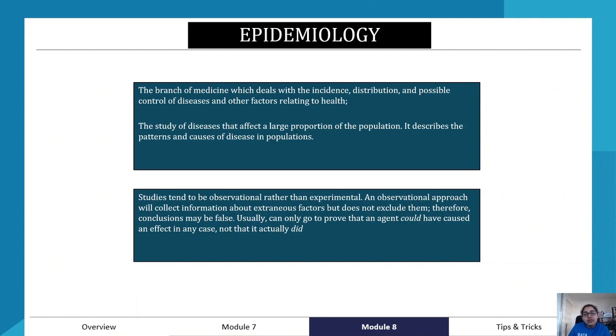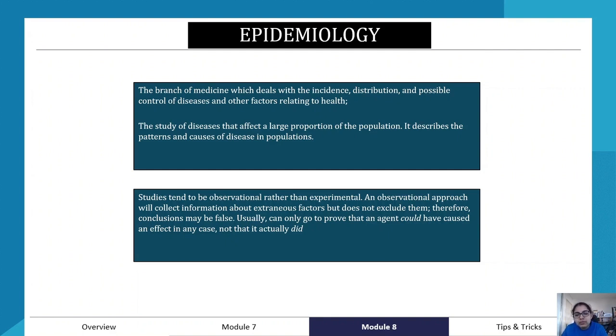So studies tend to be observational rather than experimental, because an observational approach will collect information about the extraneous factors, but it doesn't exclude them. Therefore, conclusions can sometimes be false with observational studies. Usually, we can only prove that an agent could have caused the disease, or could have caused an effect in any case, not that it actually did. And that's the difference between correlation and causation.